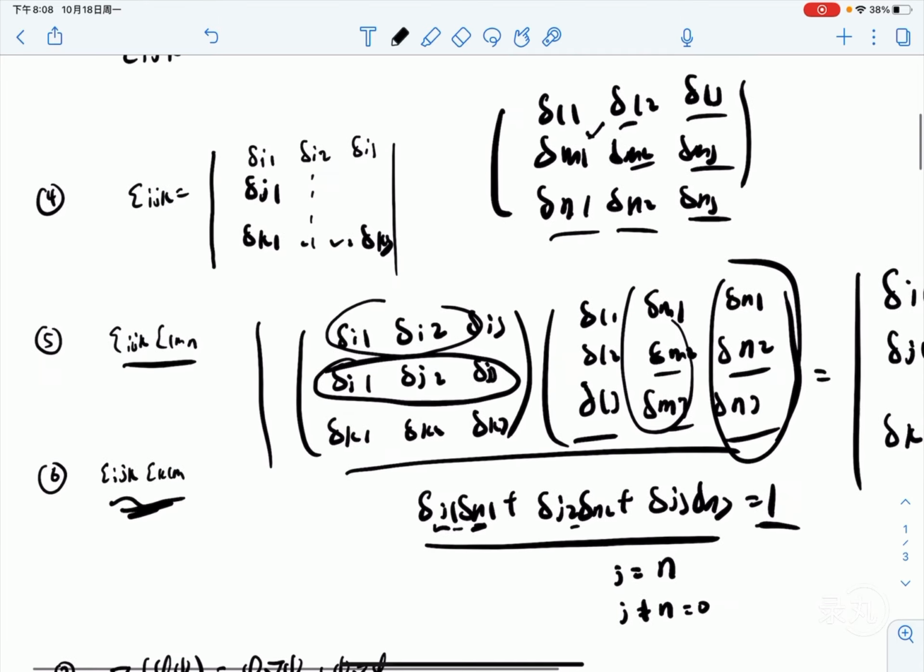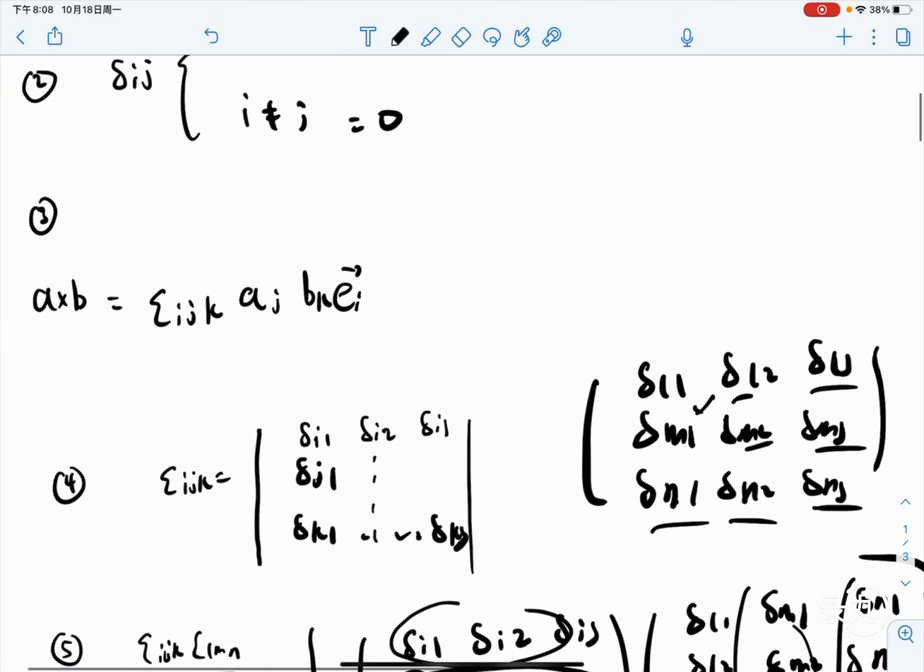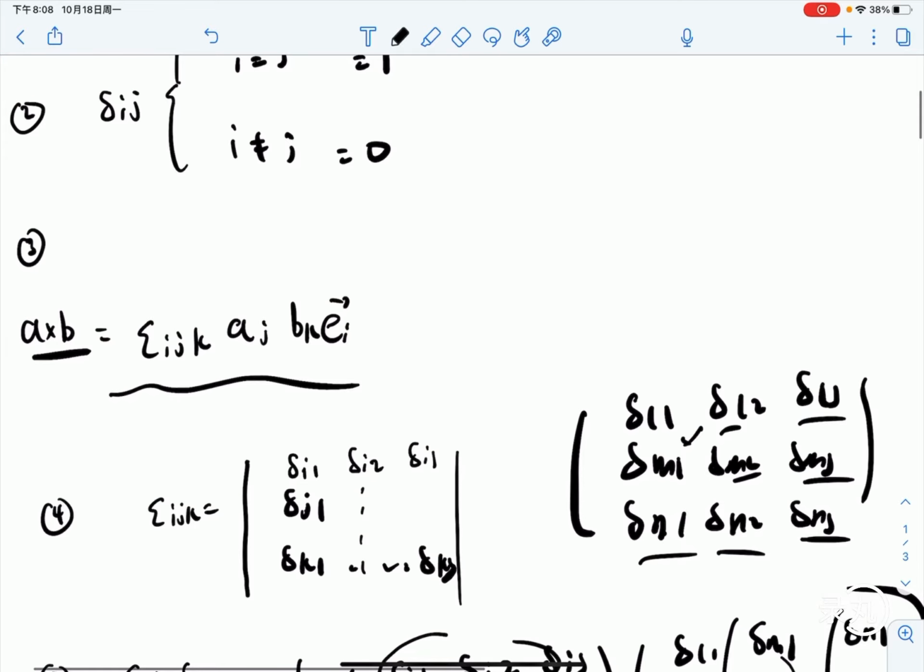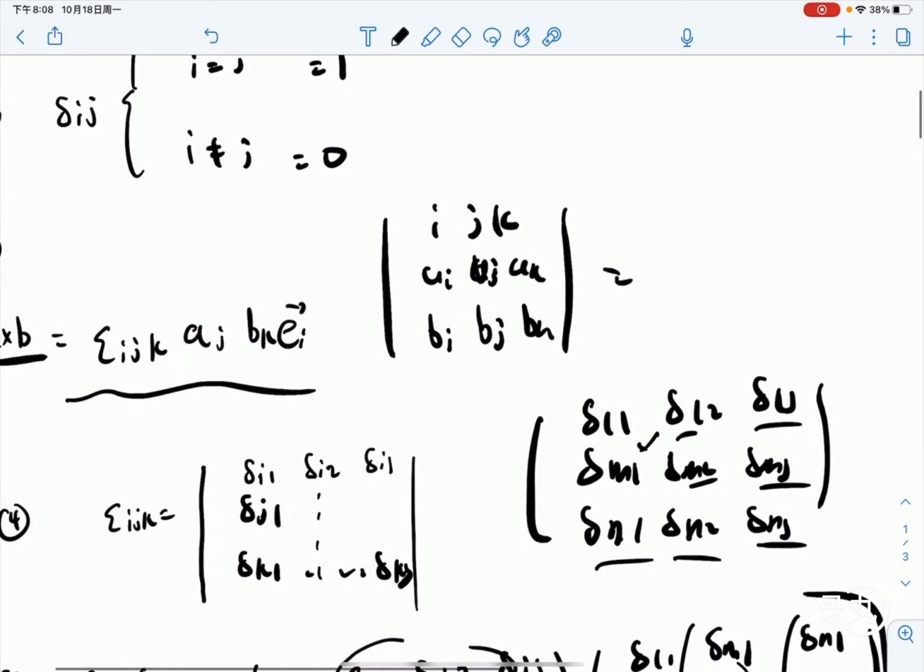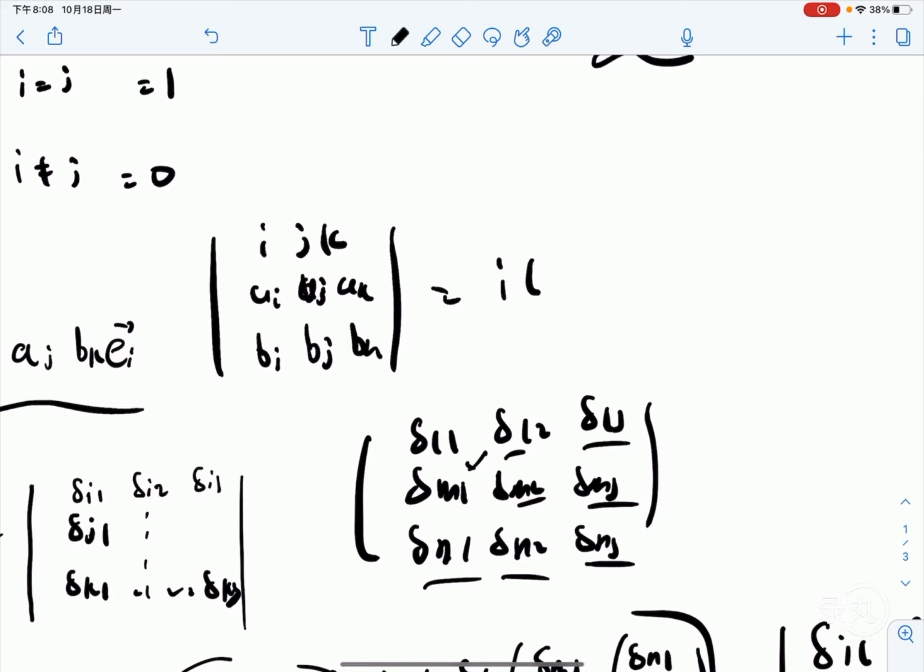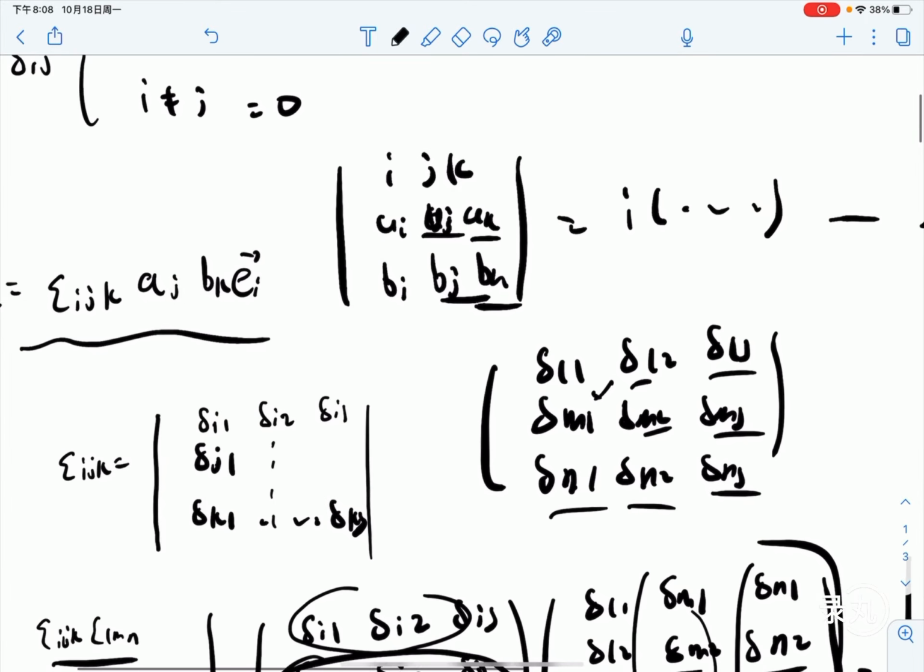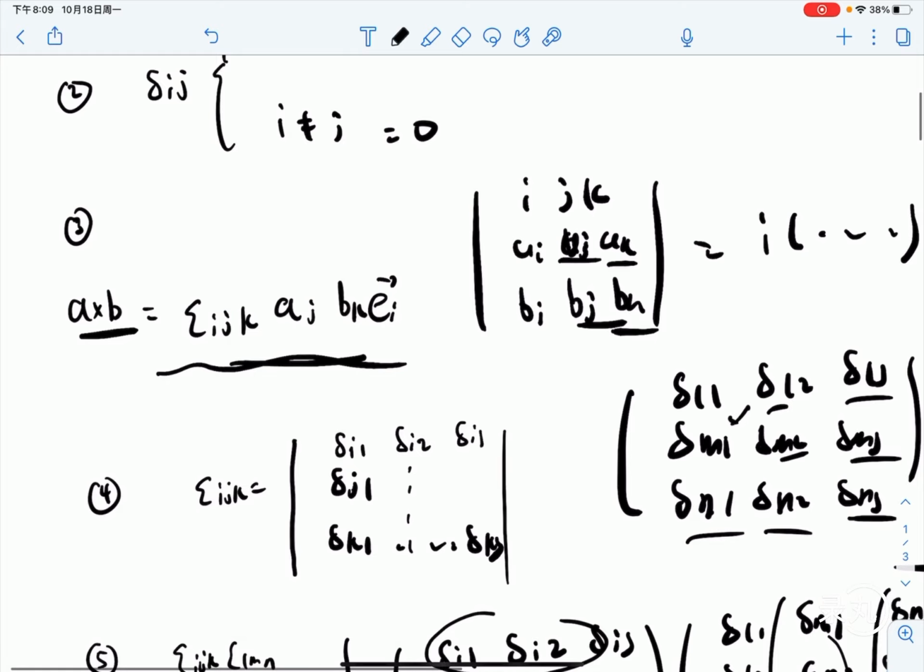And before doing that, we're going back to A cross B and why this is equivalent. If you write out the determinant with rows i j k, Ai, Aj, Ak, Bi, Bj, Bk, this is equal to this times this minus this times this, and if you write it out, you can see the terms are equivalent. Just prove it by yourself. It's quite simple, to be honest.